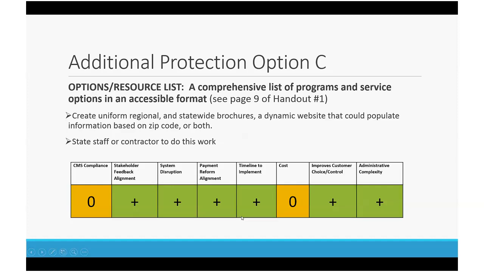And potentially the work to create this resource list and options list could be done by state staff or potentially a contractor outside of the state to do this work and maintain all that information in an up-to-date fashion. So that's option C, and we're interested in hearing what you might like about that option or any concerns that you have.